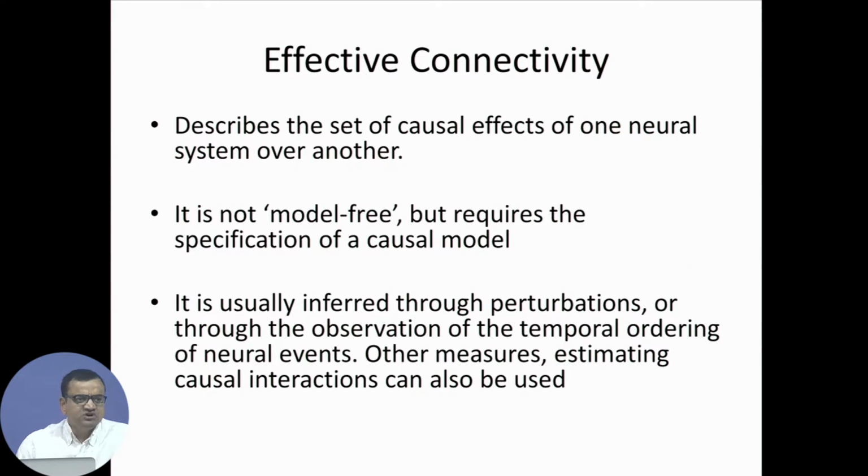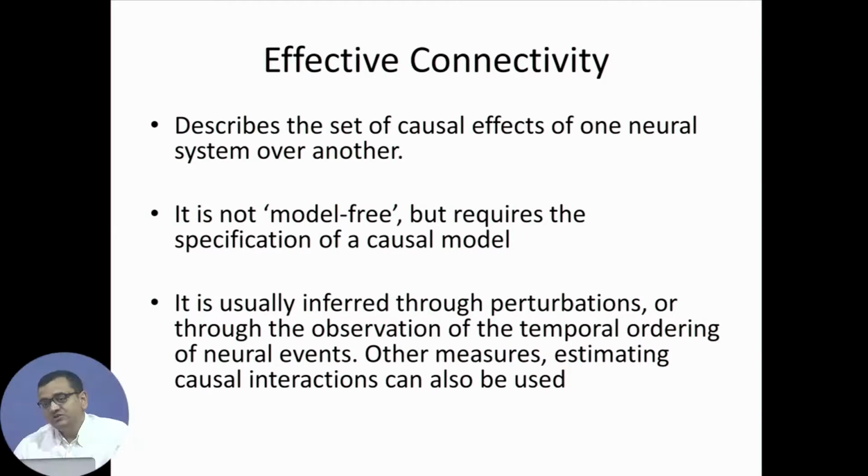And the third connectivity, which we call effective connectivity, is also based on functional data, but here you are imposing a particular model. You are expecting this brain region should causally influence another brain region. So you are imposing a certain causality, a certain direction of information flow from one brain region to another. Usually it is not model free; it requires specification of a specific causal model, and you can infer this kind of effective connectivity in various ways, primarily through perturbations or through observations of temporal ordering of neural events. I will touch on some methods.